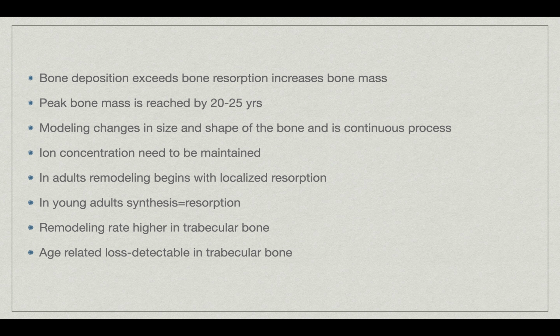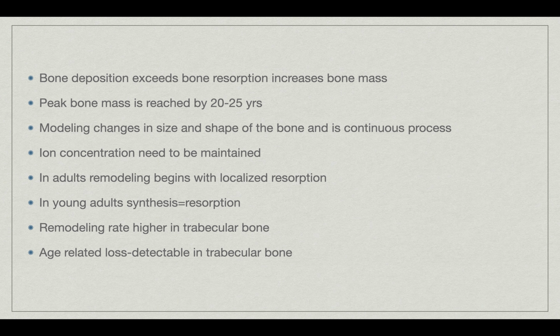Bone deposition exceeds bone reabsorption, and that will increase the bone mass or bone density. Peak bone mass is reached by 20-25 years of age. Modeling, the changes in size and shape of the bone, is a continuous process because the ion concentration needs to be maintained, particularly calcium. Remember, we were going through how important calcium is for contractile movements.